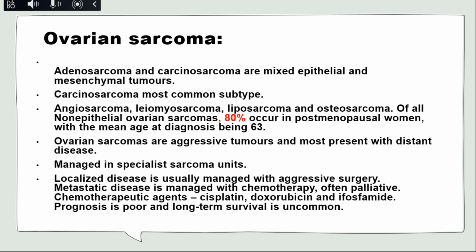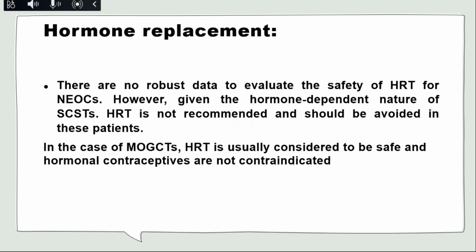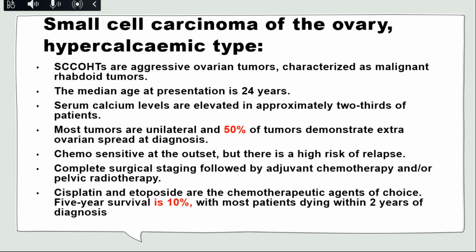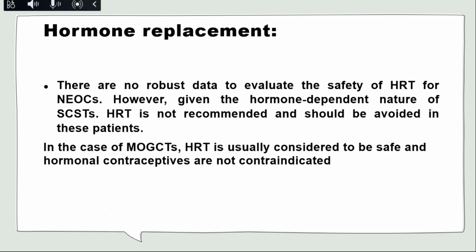So we have to do aggressive surgery, and after surgery we have to go for chemotherapy with cisplatin, doxorubicin, ifosfamide. The prognosis is poor, and long-term survival is uncommon. So these are the 2 uncommon tumors of non-epithelial ovarian origin.